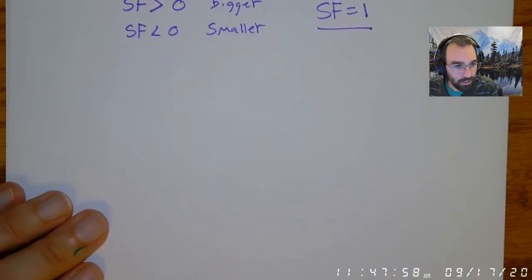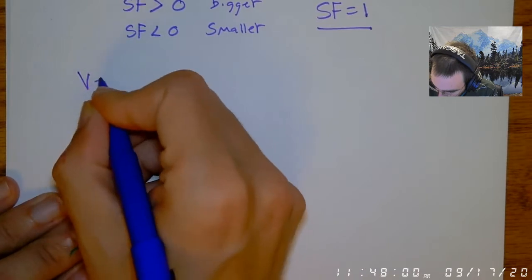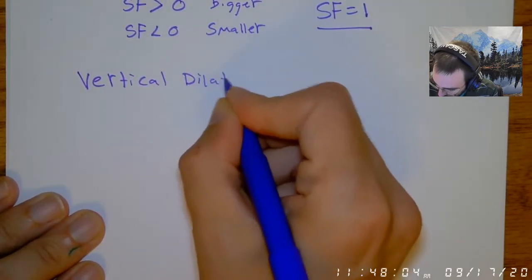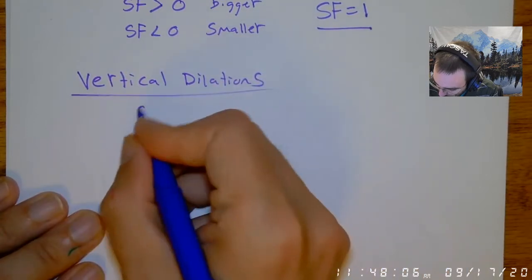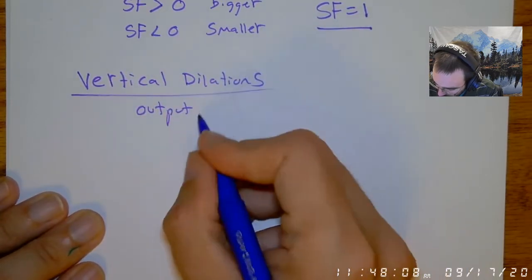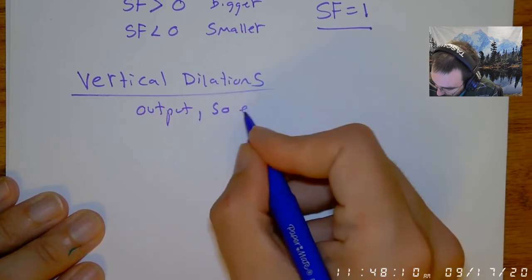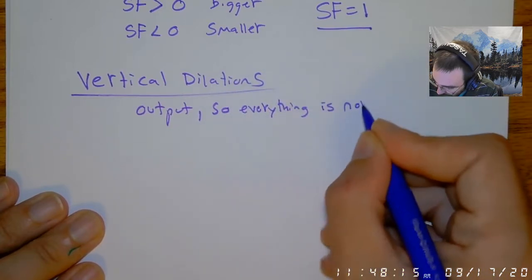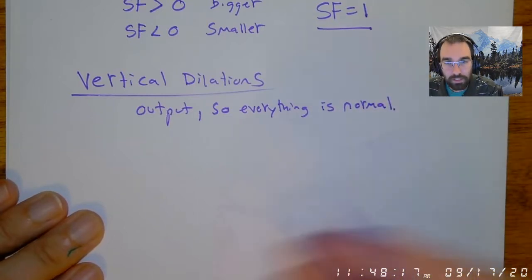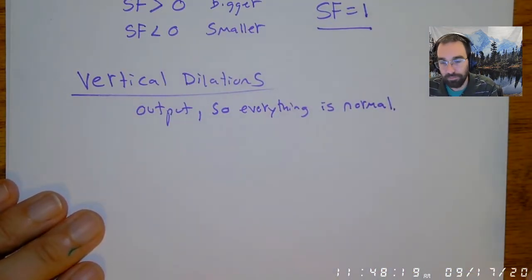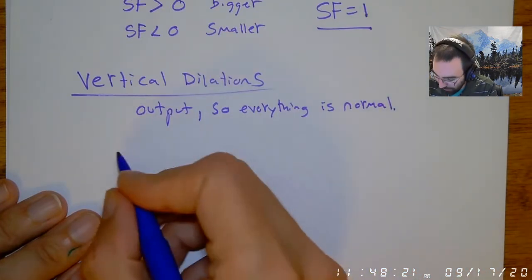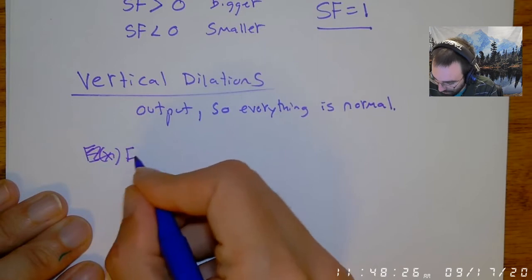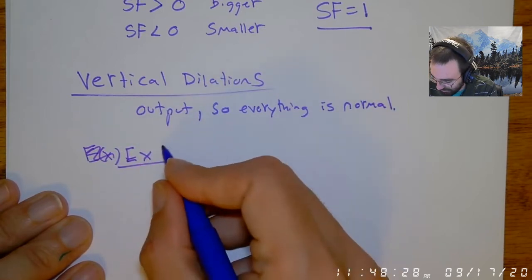Okay. So dilations, there's going to be vertical dilations. Okay, so this is output. So everything is normal. And the reason why everything is normal is because it happens after the function, right? So remember, if I have a function, oops, I meant to do parentheses, but not there. I just saw the x.